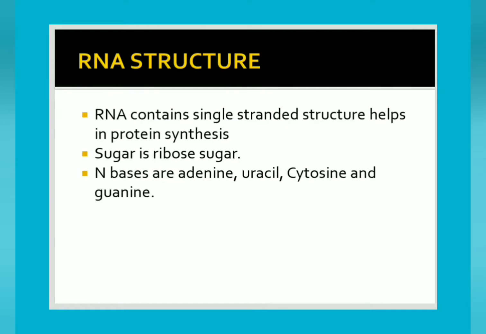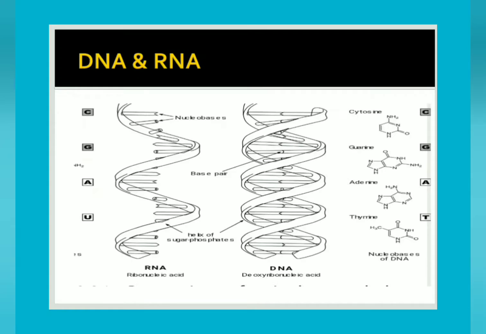Another nucleic acid, it contains a single stranded structure, helps in protein synthesis, and it is not a genetic material. Only in a few viruses does it act as genetic material. And what is the sugar? R stands for ribose, right? Ribose sugar. Nitrogen bases are adenine, uracil, cytosine and guanine. So here thymine is absent. In the place of thymine, uracil is present. So here you can see the structure. Single stranded one is the RNA and double stranded one is the DNA.